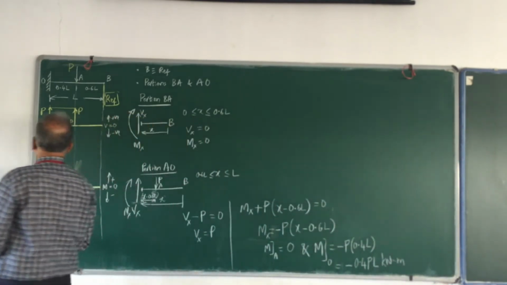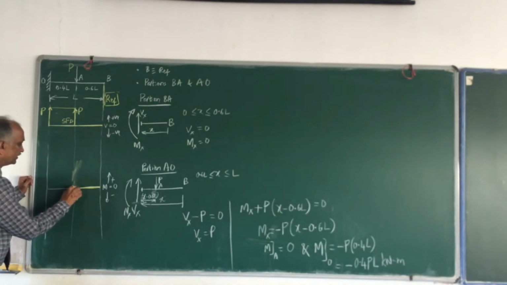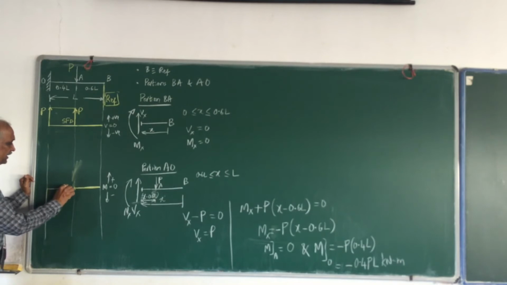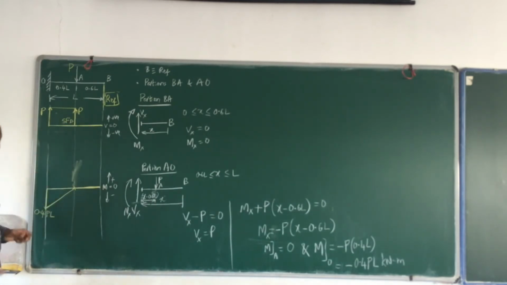So what is the bending moment at A? I know that it is 0. And what is the bending moment at O? It is minus, therefore it has to be drawn downwards. And how much? Draw a line and write the value: 0.4 P into L. And how is the variation in between? The variation is a straight line. So this is the bending moment diagram for this problem.